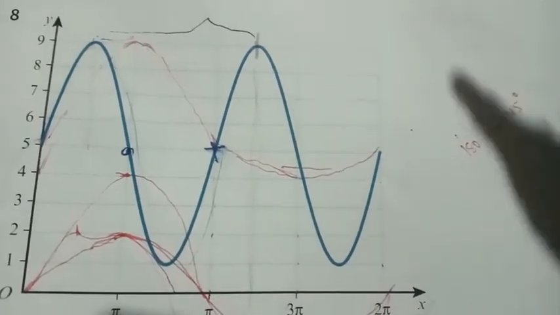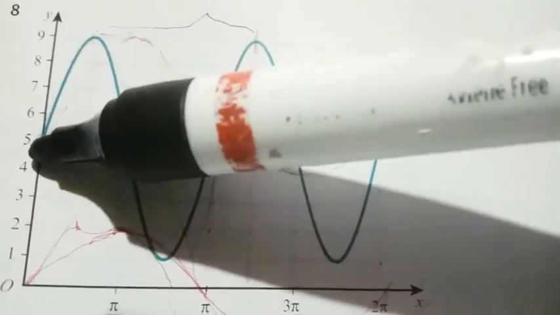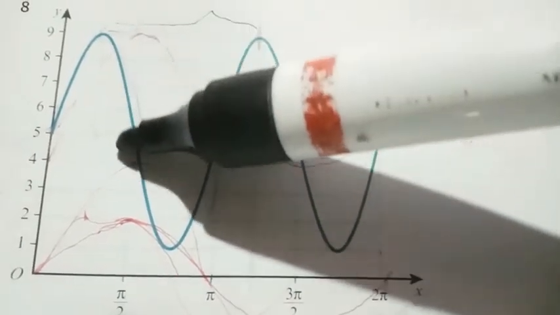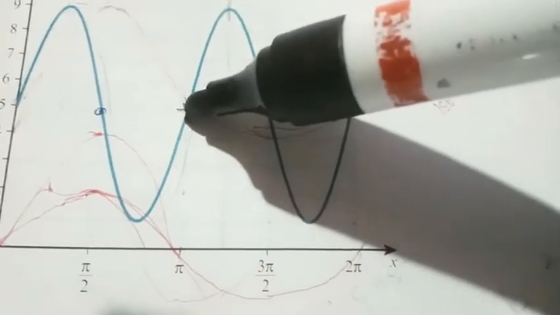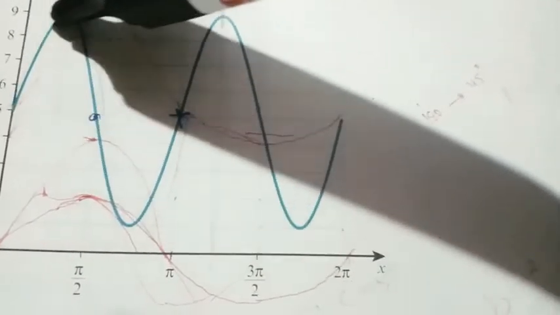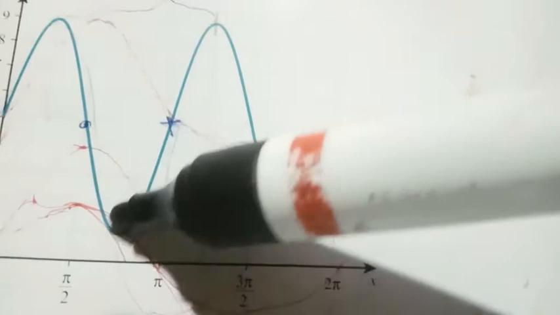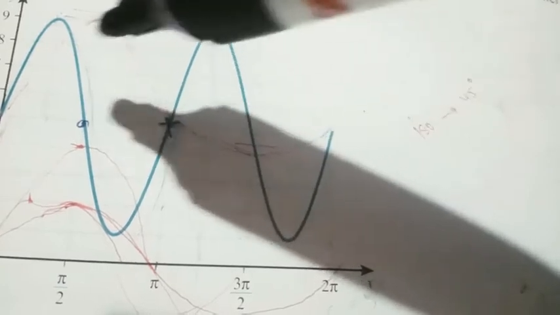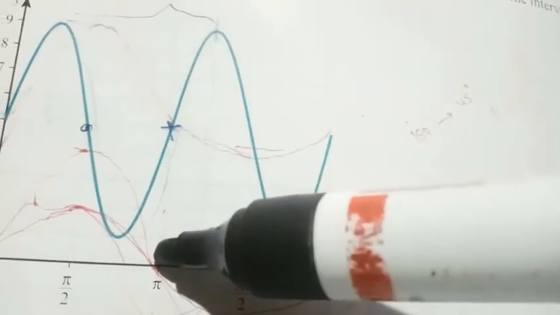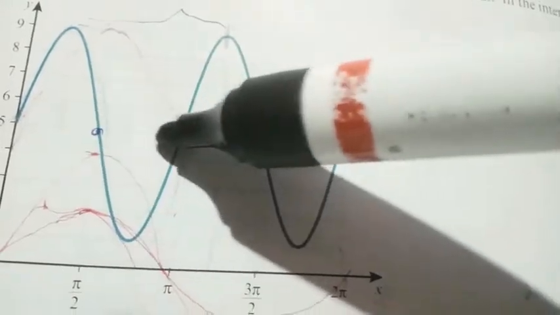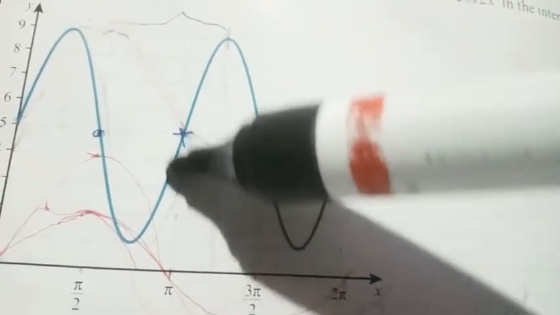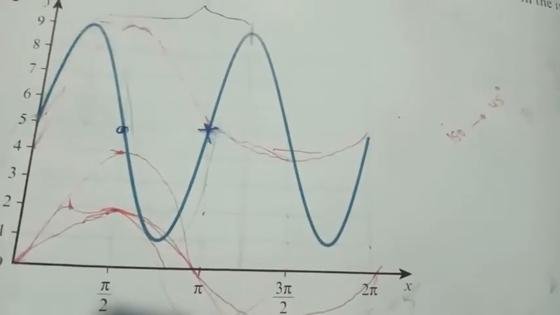When you observe this graph, you can see it begins from 0, 5, goes to 9, comes back to 1, and again comes back to 5. So this is one complete graphical representation of sine. It started from 0 and ends at 180 degrees or pi. That means when you reach pi radian, one complete graph is over. That means the period is pi. The period of this graph is pi.